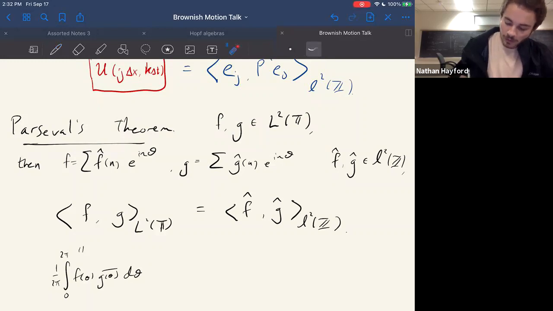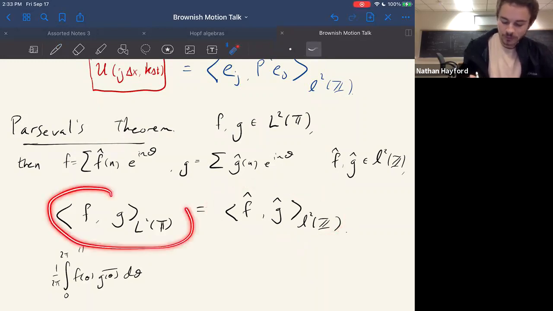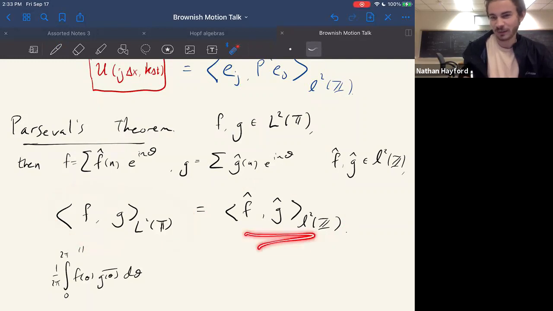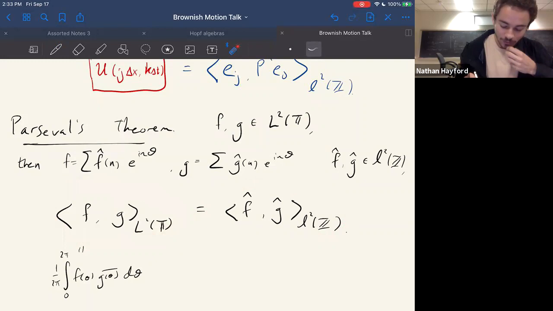So why is it useful? Well, I have this, and maybe it's not so easy to compute. And I have this, which maybe isn't so easy to compute, but I claim that it is. And why? Well, because we know how to compute integrals, whereas we may not know how to count that well. And this integral is actually going to be particularly easy to compute.